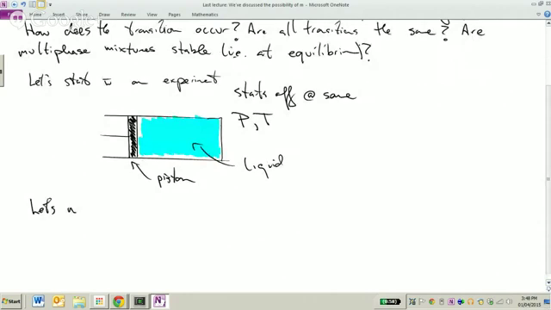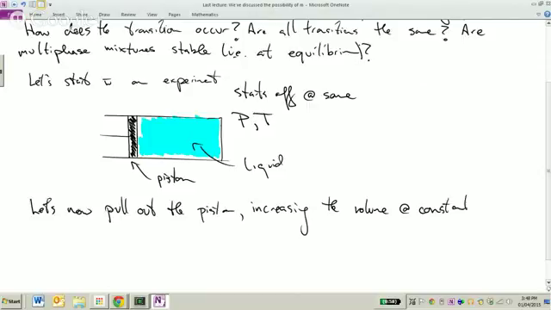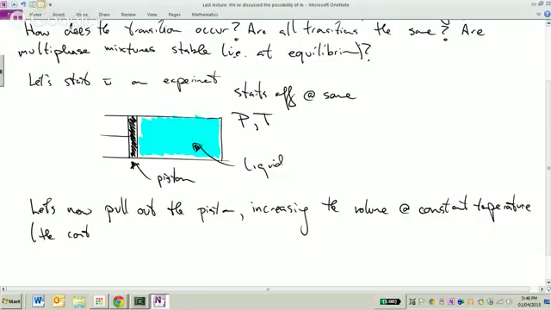And let's now pull out the piston, increasing the volume at constant temperature. So in order to do this, to maintain constant temperature, that means that I need to be able to give up heat to or extract heat from the surroundings, which implies that the container is diathermal.